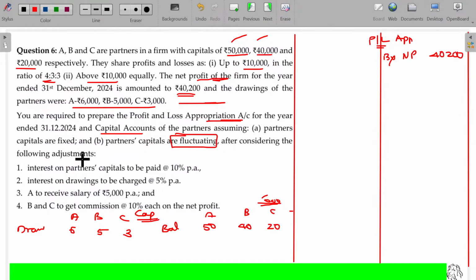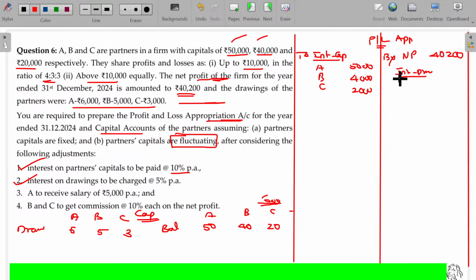After considering the following adjustments, interest on partners' capital is to be paid at the rate of 10%. So capital being 50, 40, 20, now you have to pay interest on capital, payable to A, B, C. On their capital at 10%: 5,000 for A, 4,000 for B, 2,000 for C. And interest on drawings is also to be charged.